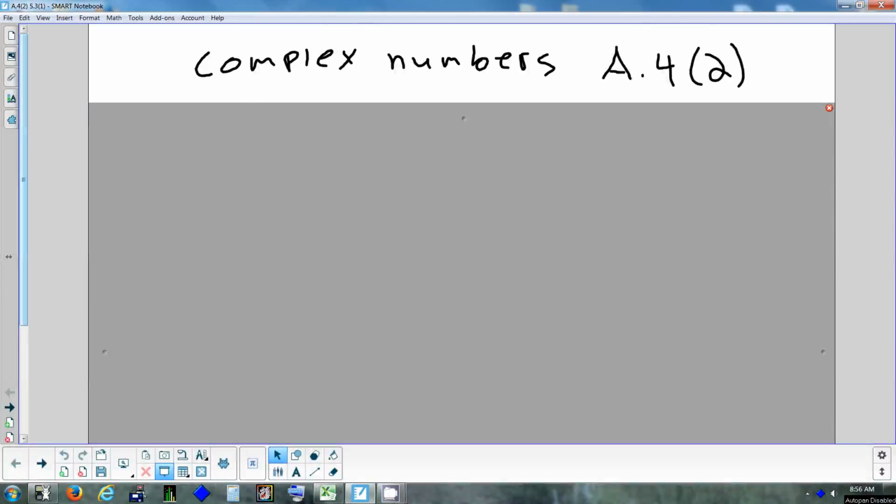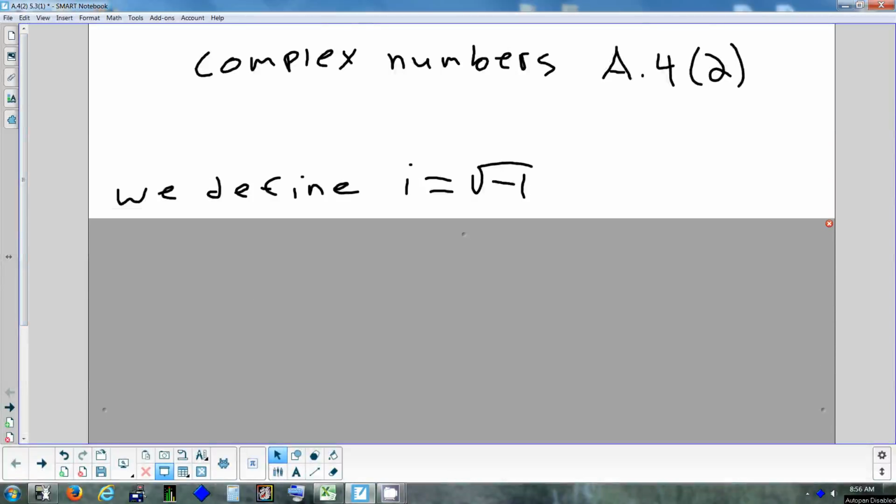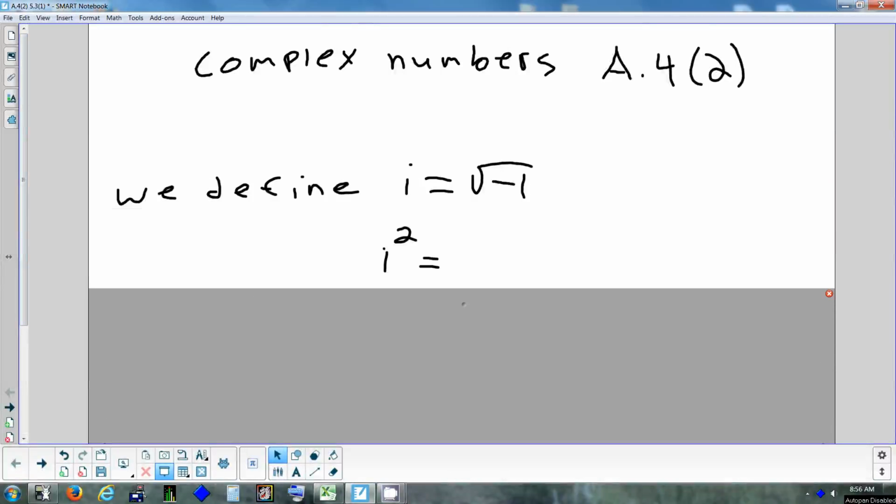All right, we're going to finish up complex numbers, section A4, just the second part. Yesterday we did adding and subtracting. Today we're going to do multiplying and dividing. Yesterday we said that i equals the square root of -1. That's a definition, not something you can prove.